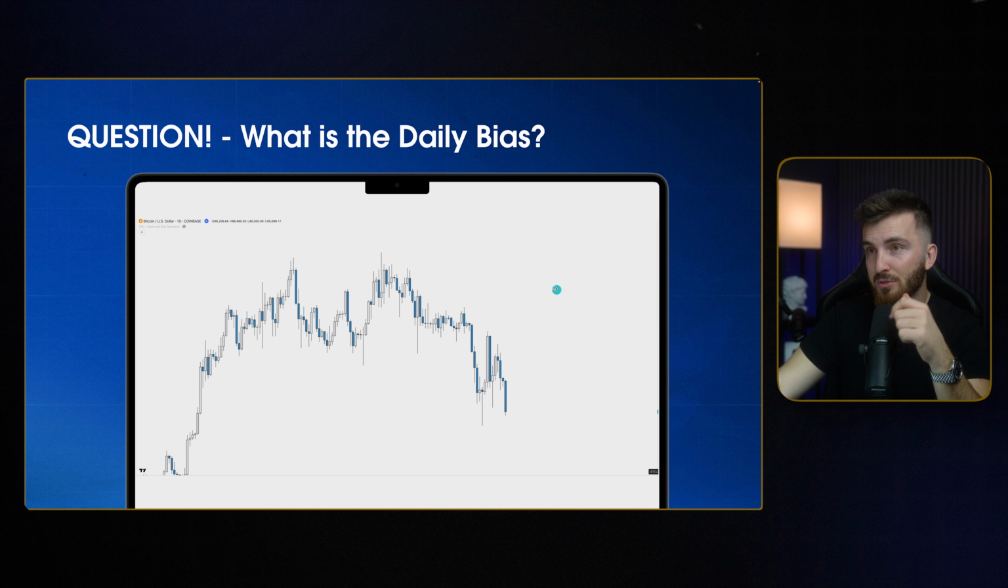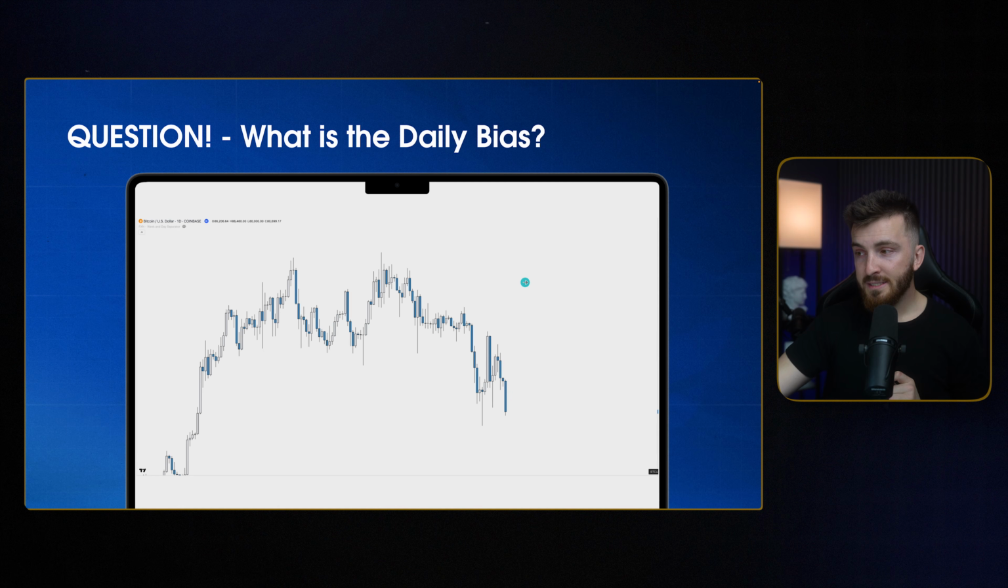Let's see some more examples. So on this one, and I'm showing you this on every single market, you will notice I will tell you the market that I'm showing this on. And you'll notice that this is applicable in every single market. So what is the daily bias right here? This is on Bitcoin. What is the daily bias right here?